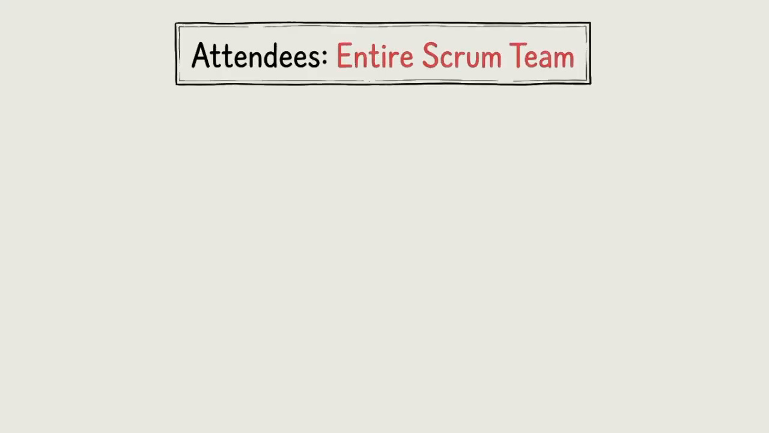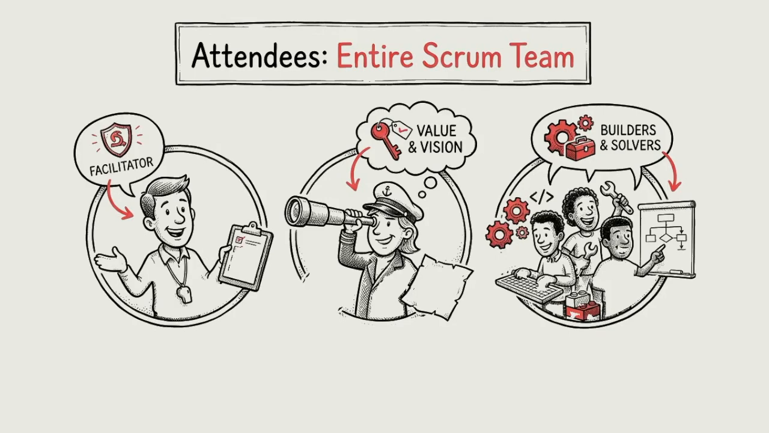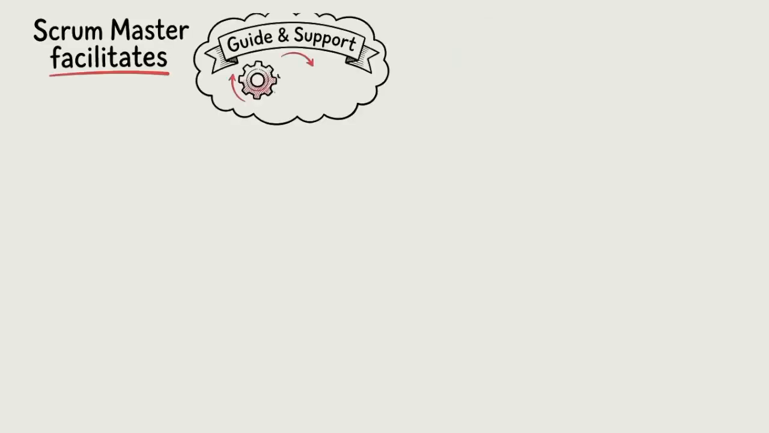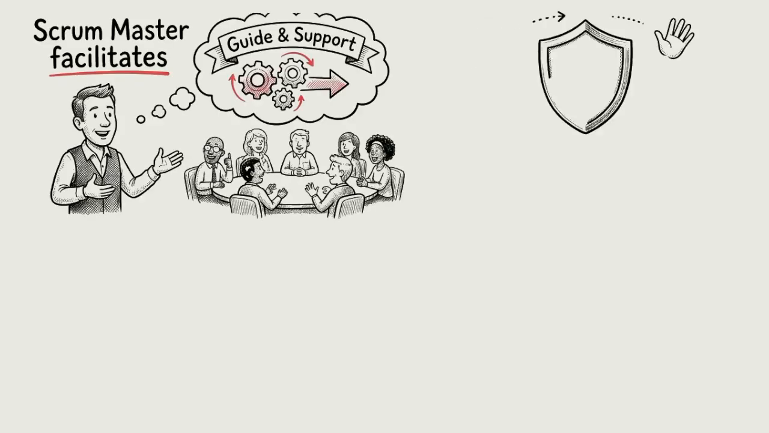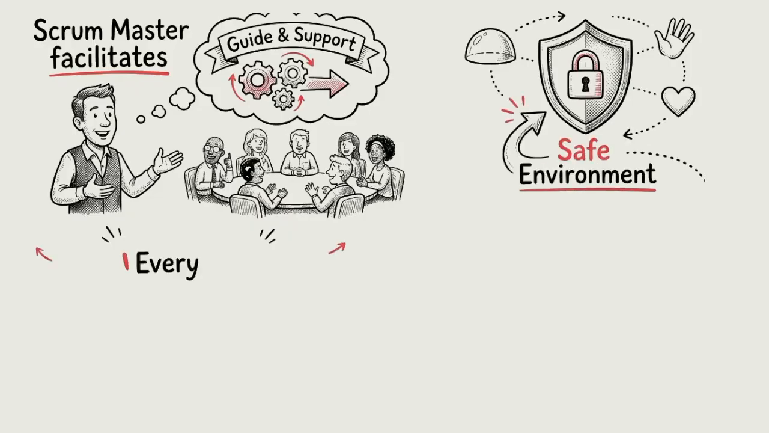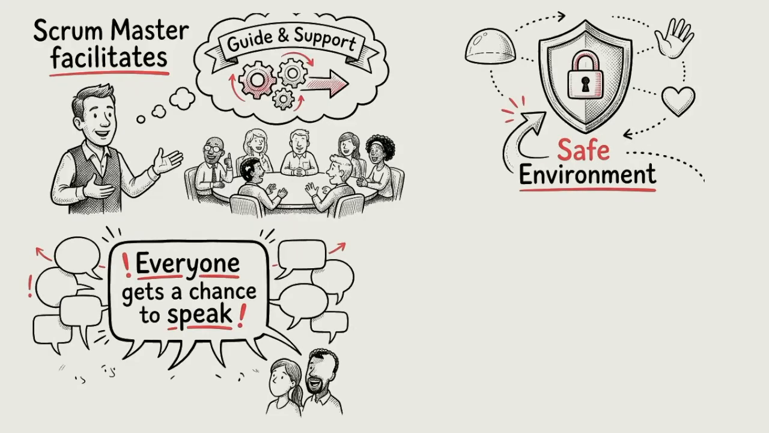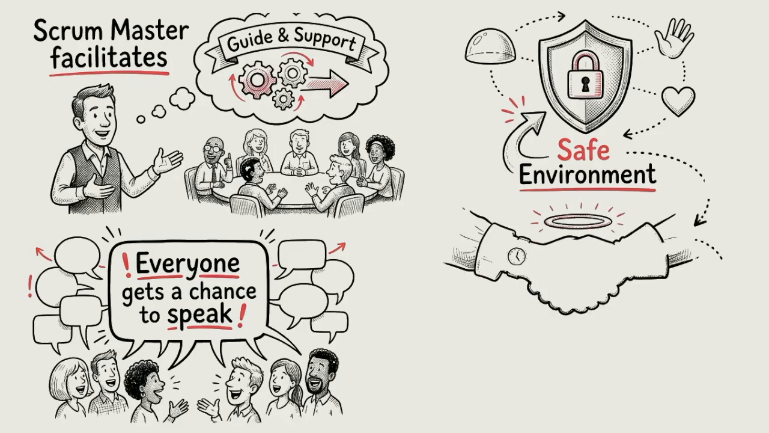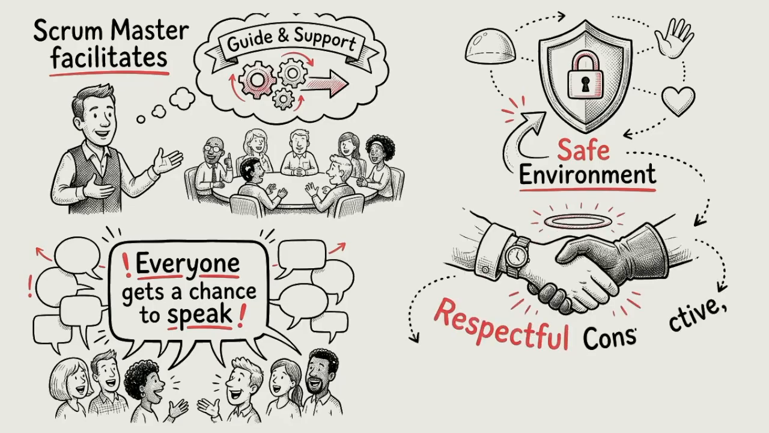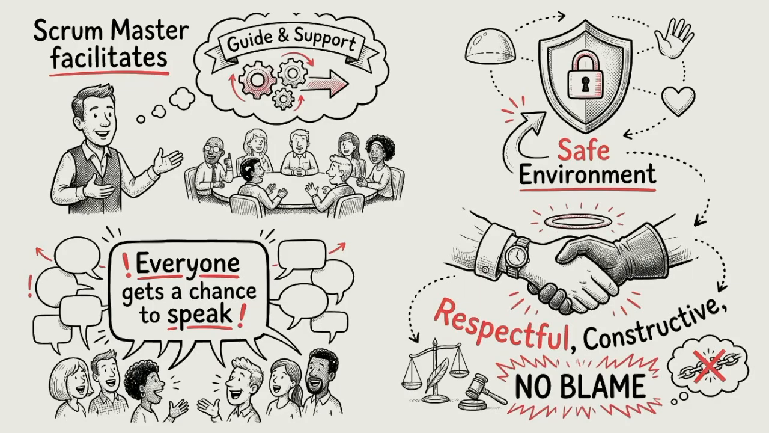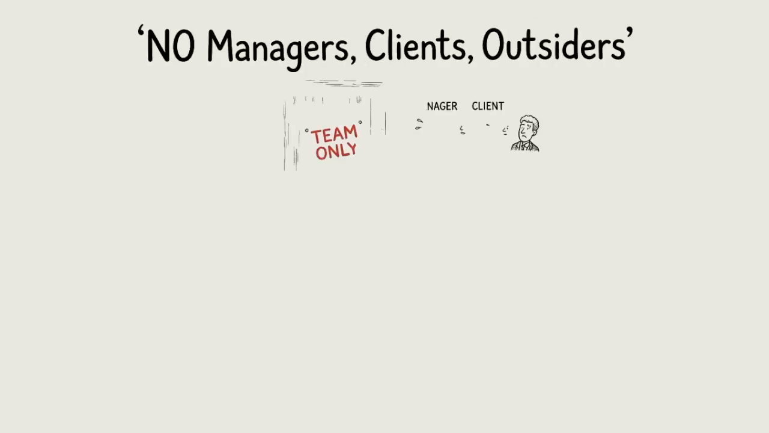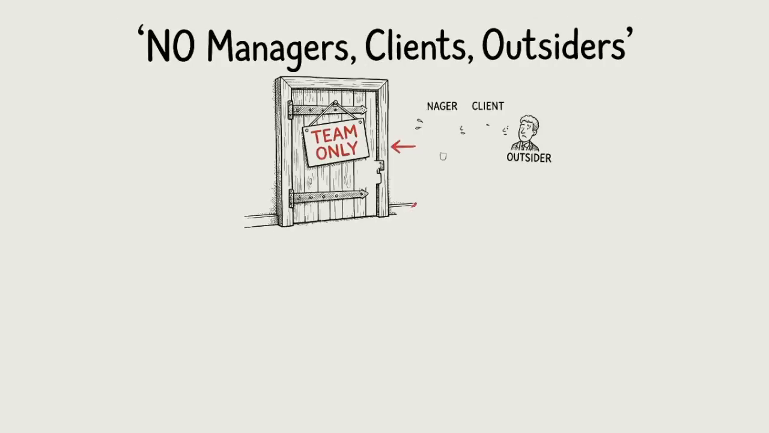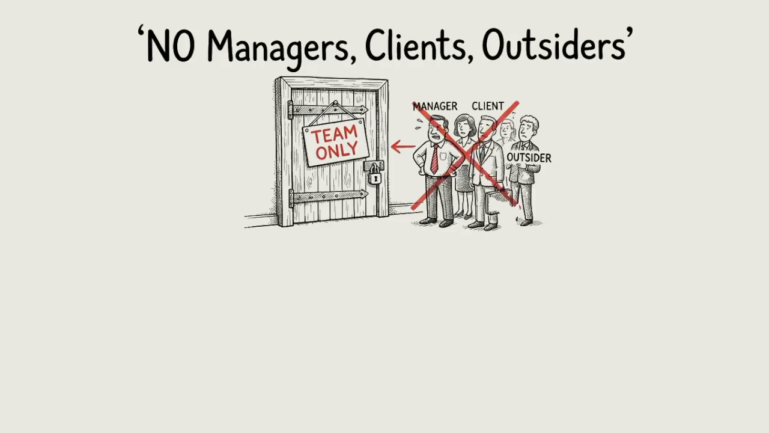The sprint retrospective is attended by the entire Scrum team: the Scrum Master, Product Owner, and developers. The Scrum Master facilitates the session and ensures a safe and open environment. This means everyone gets a chance to speak and discussion stays respectful, constructive, and focused on improvement rather than a blame game. External stakeholders, managers, clients, or anyone outside of the Scrum team should not attend the retrospective.